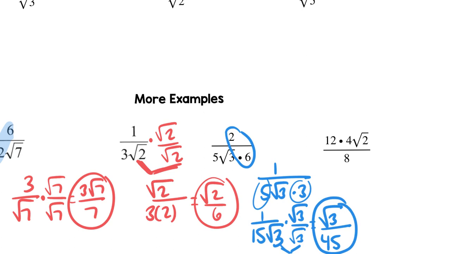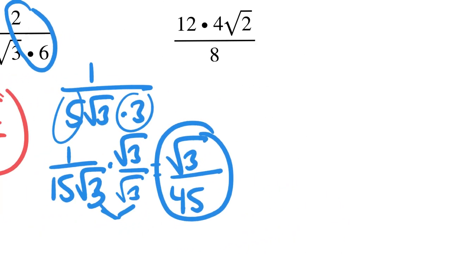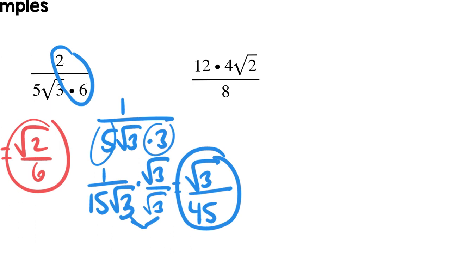And just one more of those. Here I have 12 times 4 on the top, which is 48, root 2 divided by 8. You can divide these numbers that are not under the radical. So 48 divided by 8 is 6. So we have 6 root 2.